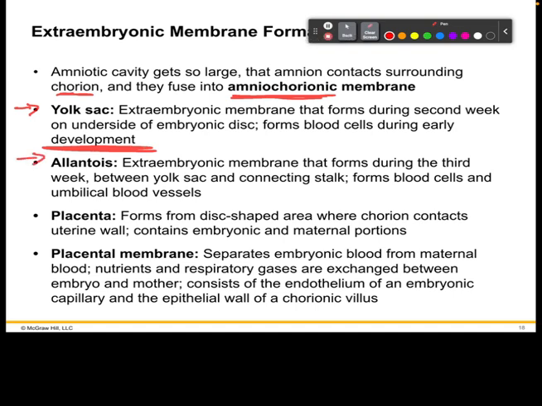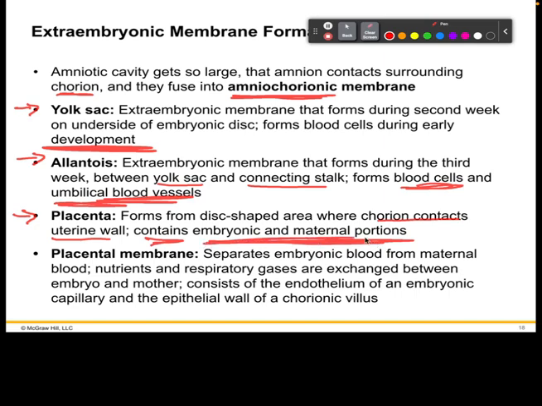Next, the allantois is going to be a structure that's formed during the third week between the yolk sac and the connecting stalk, and it's going to be important for forming blood cells and the umbilical cord blood vessels that the baby's going to need. Next, we have the placenta. This is going to form from a disc-shaped area where the chorion contacts the uterine wall. Kind of mentioned that previously, but this is going to be important because it's going to contain the embryonic and maternal portions, and it's going to connect the two together.